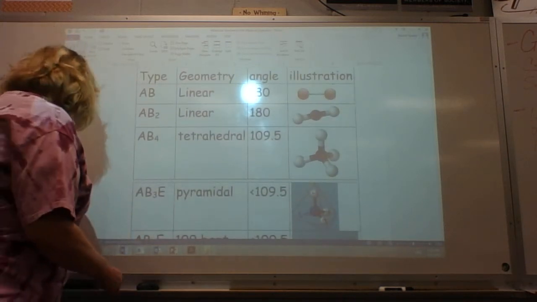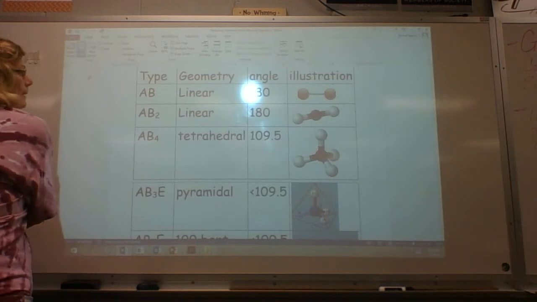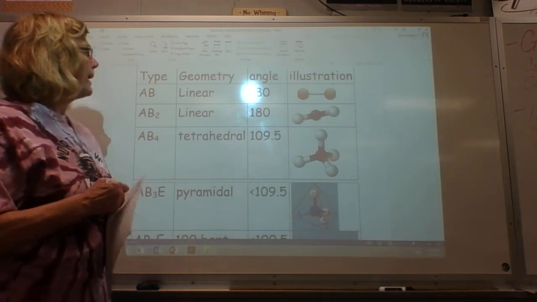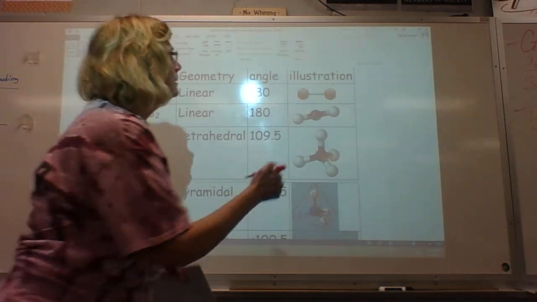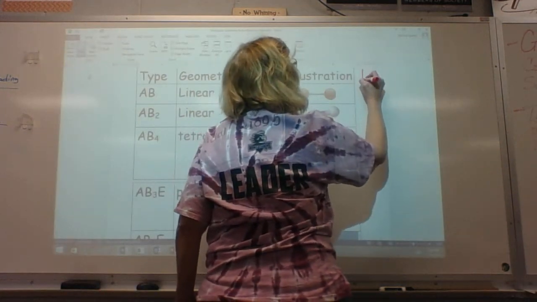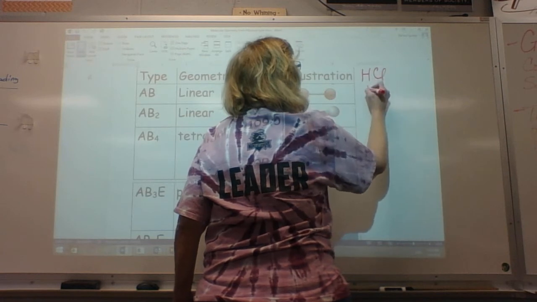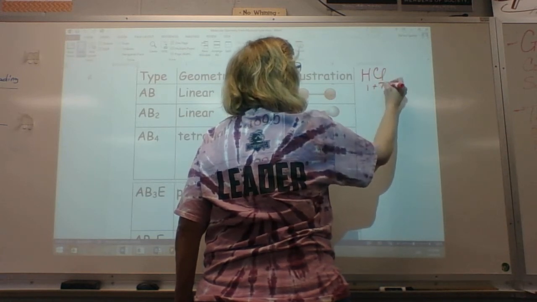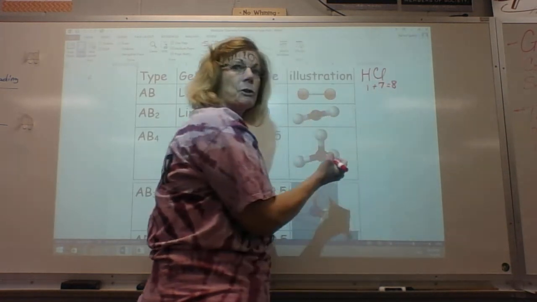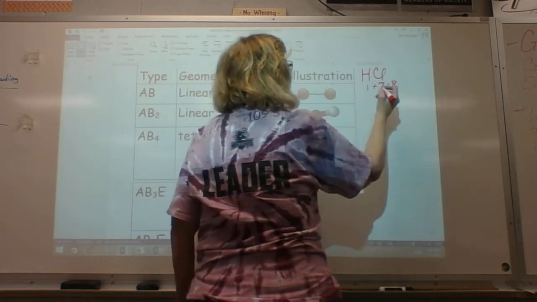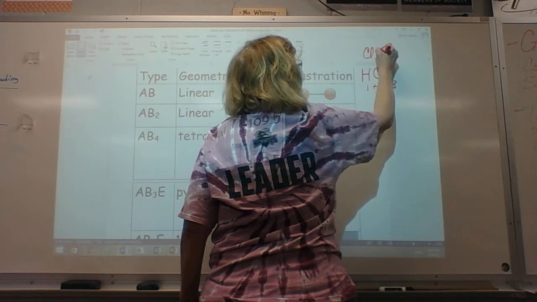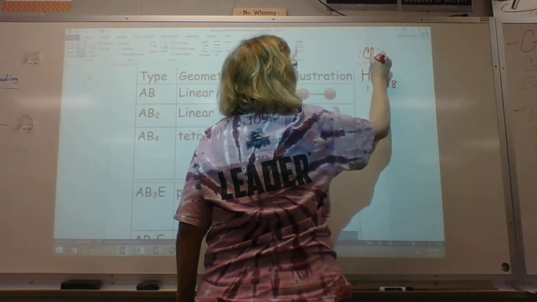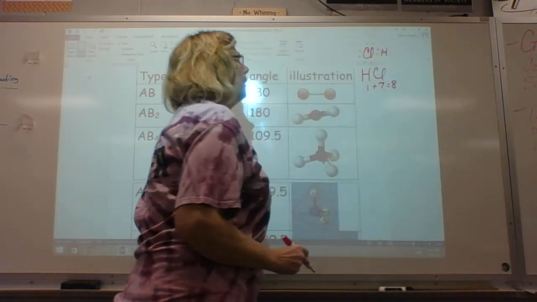So what I want to do is give some examples of these. The first example I have for an AB molecule is hydrochloric acid. So we would have HCl. We have 1 valence electron for the hydrogen, 7 for chlorine, which would give me a total of 8, and so I have 8 dots to draw. So chlorine will be my central atom because hydrogen never is. I put my hydrogen in.